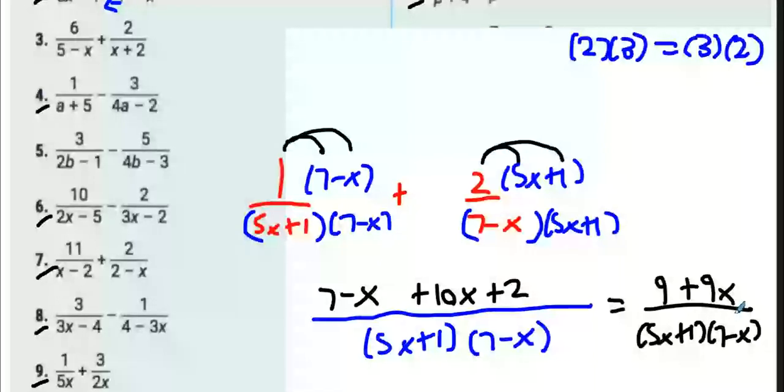Okay. Question 4. 9 plus 9x is the answer over. That's just, you can't do anything else.